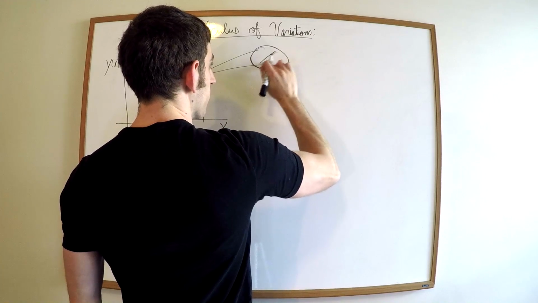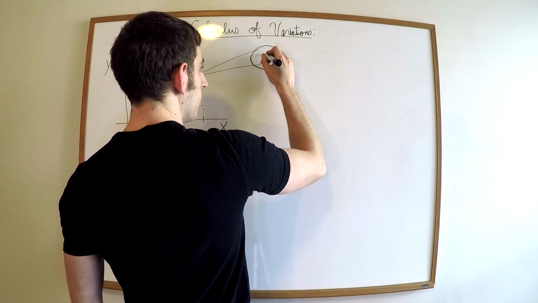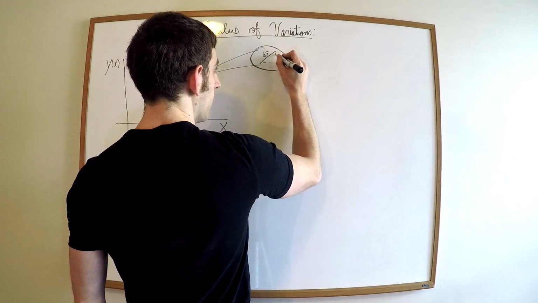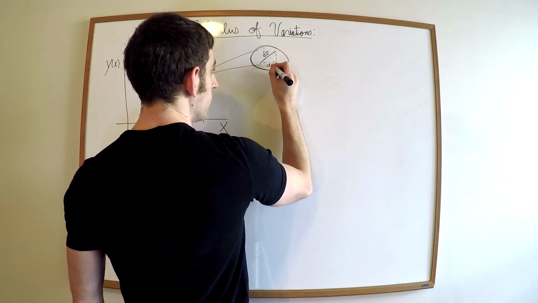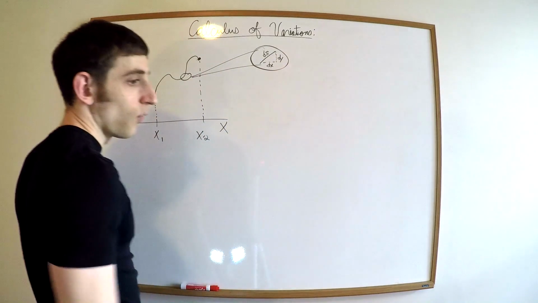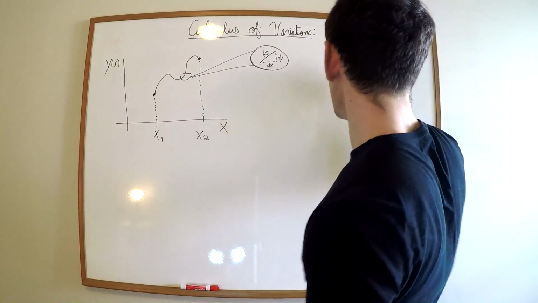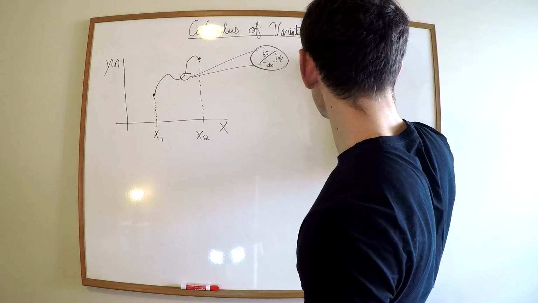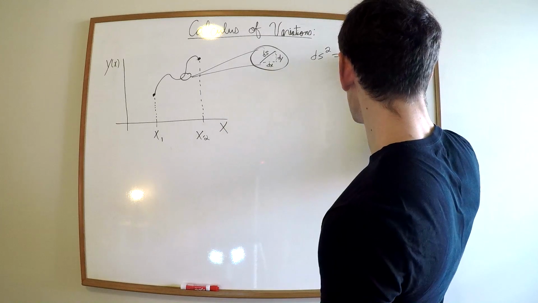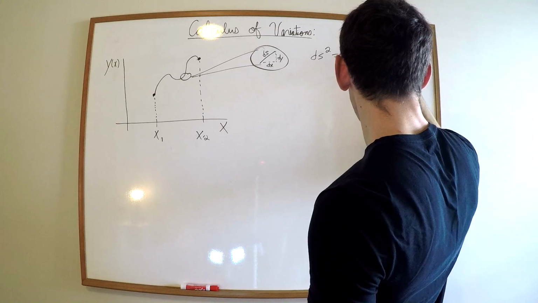Let me try and make this a bit more pretty. So we're going to have a small portion here that we're going to call ds. And then we're going to have portions here I'm going to call dx in the x direction and dy in the y direction. And we know from the Pythagorean theorem that if we want to find the distance ds, ds squared, which is the hypotenuse, is just equal to dx squared plus dy squared.